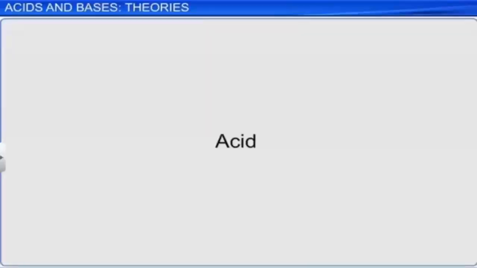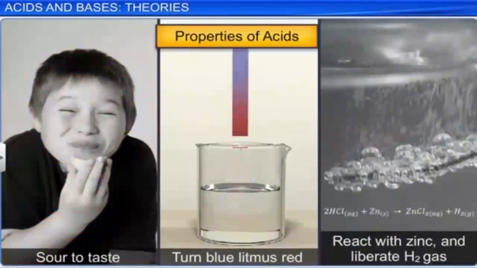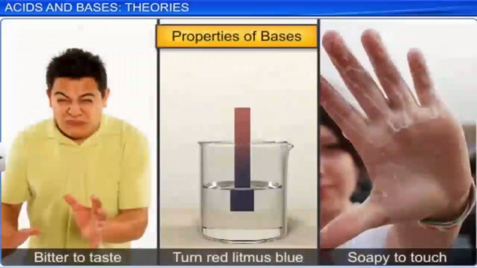The word acid is derived from the Latin word acidus, which means sour. Acids exhibit certain properties in their aqueous solutions. They are sour to taste. They turn blue litmus red. They react with active metals like zinc and liberate hydrogen gas. On the other hand, bases display the following properties in their aqueous solutions. They are bitter in taste. They turn red litmus blue. They are soapy to touch.